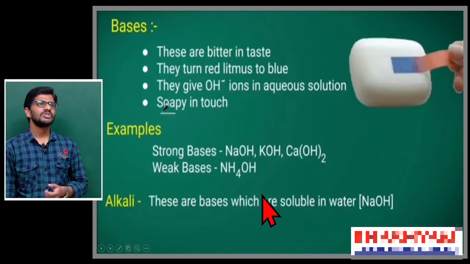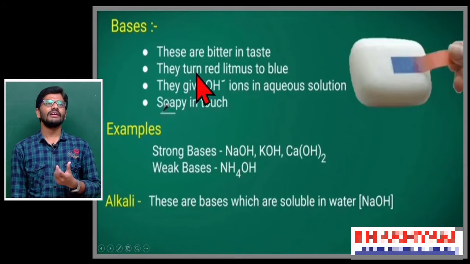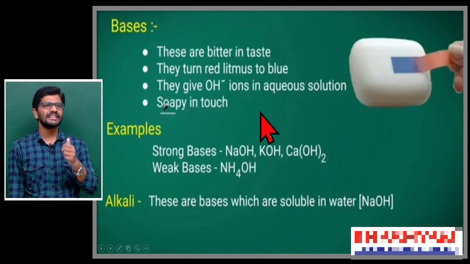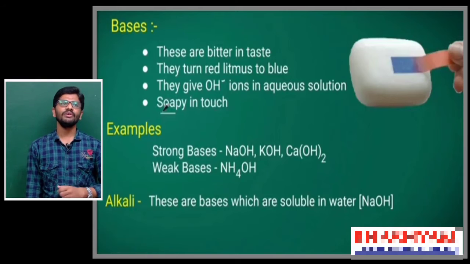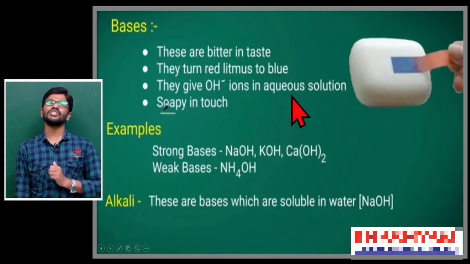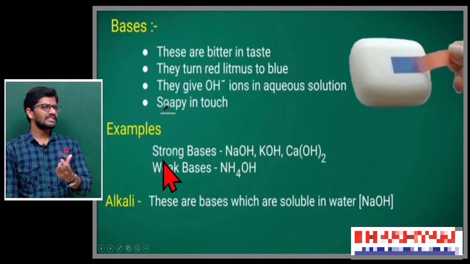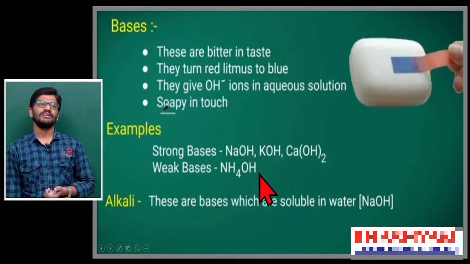Okay. So bases are generally bitter in taste. They turn red litmus to blue. Whenever red litmus comes in contact with a basic medium, it is converted into blue. They give OH minus ions in aqueous solution. They are soapy to touch. Examples: strong bases NaOH, KOH, calcium hydroxide. Weak bases: ammonium hydroxide.